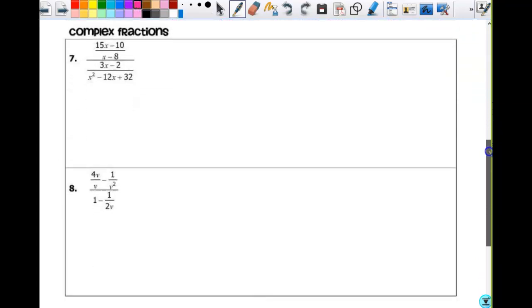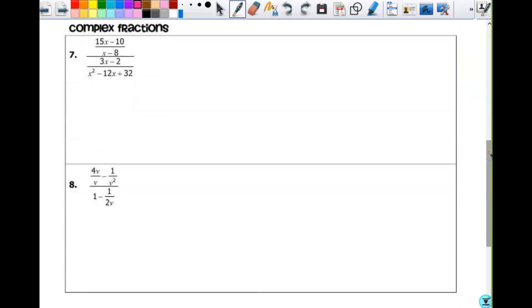Then let's look at number 7. So we got complex fractions, and we've already dealt with these a little bit, but this really isn't any different than number 3. Number 3 was written as division. This is division. It's the numerator divided by the denominator. So when we do this, you just multiply by the reciprocal of the denominator. So this is going to give me 15x minus 10 over x minus 8 times, then I have to make sure I take the reciprocal of this, x squared minus 12x plus 32 over 3x minus 2.